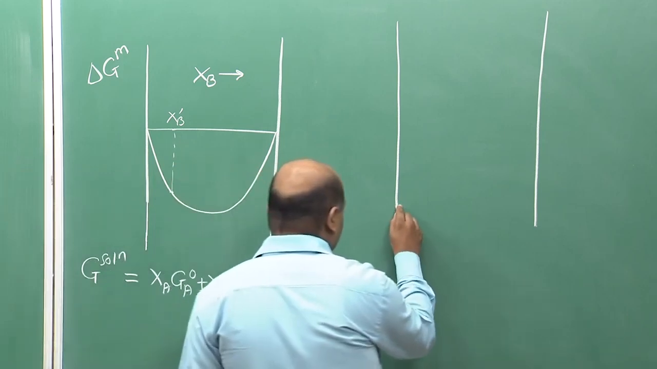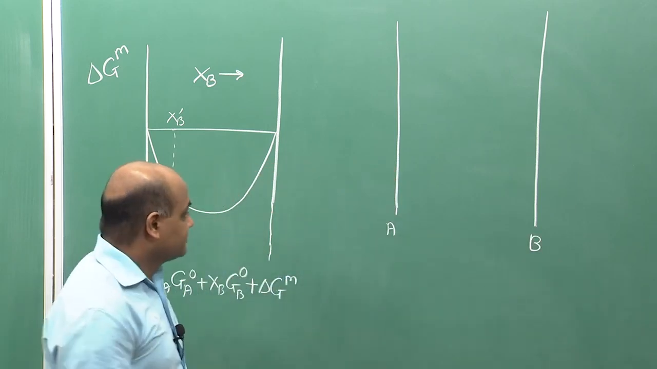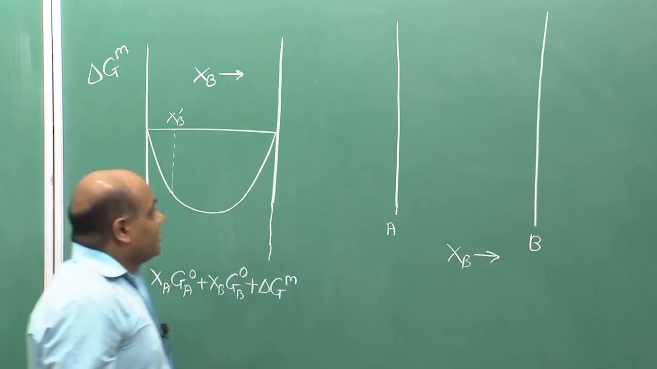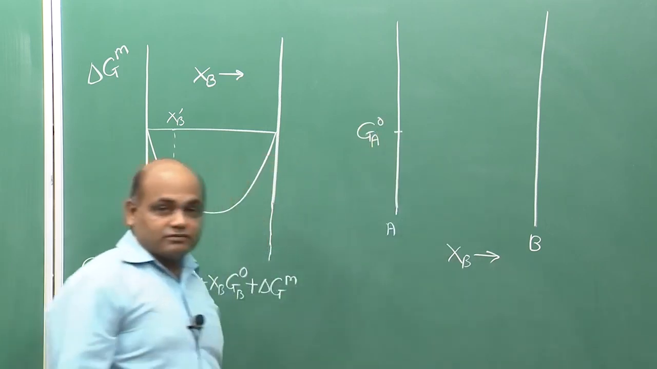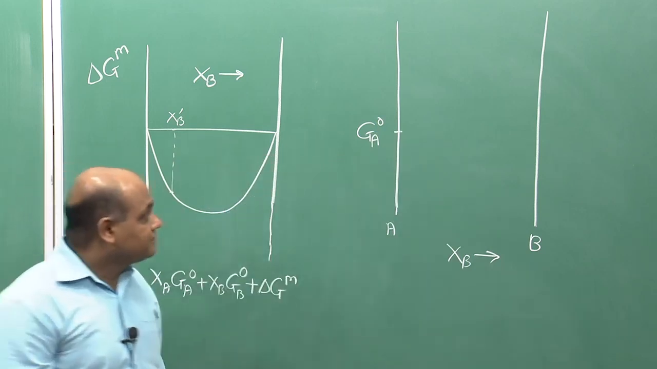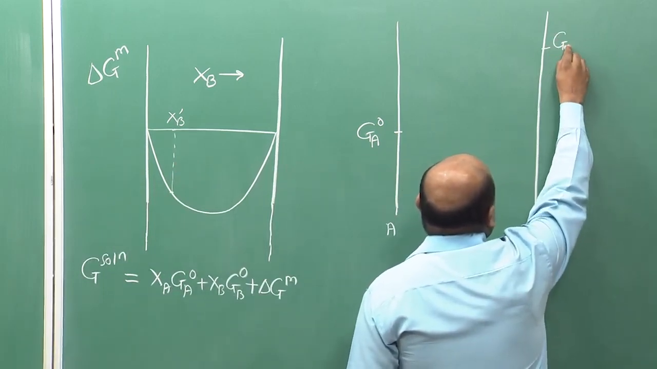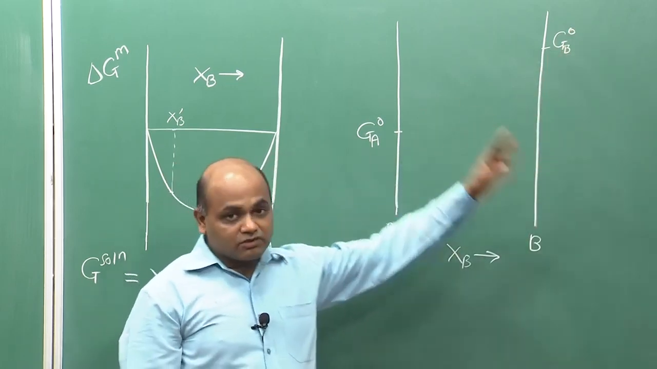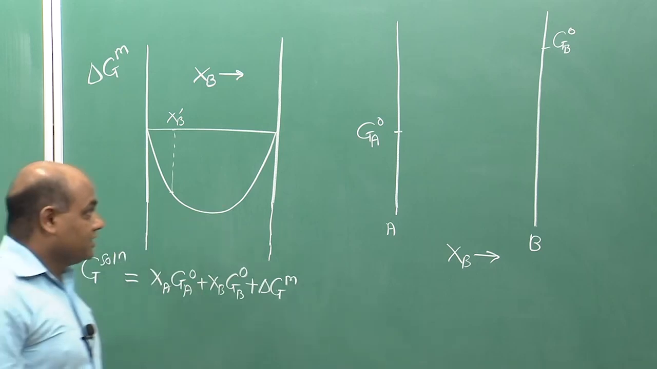So, if the left axis is A rich, the right axis is B rich, and I write xB as the x axis, then I will have gA0 marked somewhere on the xA equal to 1 axis. This is basically the molar Gibbs free energy of pure A, and gB0 marked somewhere on the xB equal to 1 axis. I am showing here gB0 greater than gA0, but it can be other ways also. Right now I am assuming gB0 is greater than gA0.